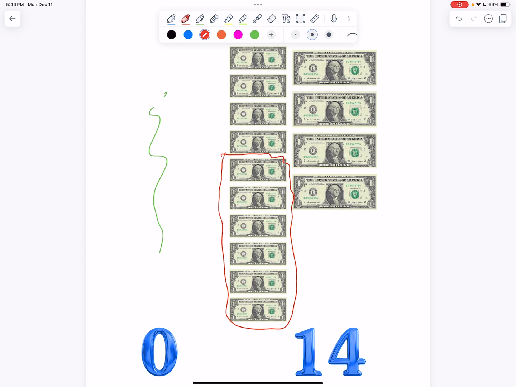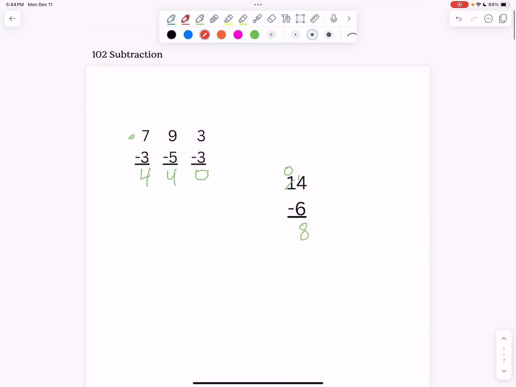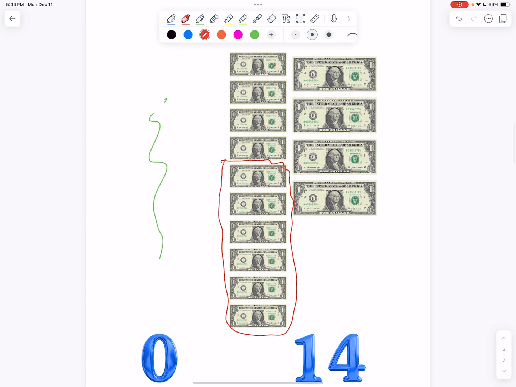Okay, so 14 minus 6, what are we left with? Let's see. Yeah, 14 minus 6, we're left with 8. So 1, 2, 3, 4, 5, 6, 7, 8. So we're left with 8. So 14 minus 6 is 8. That's if we have all of them in singles.